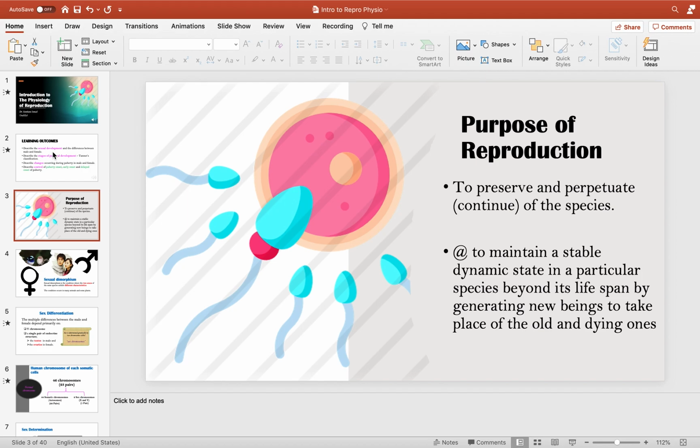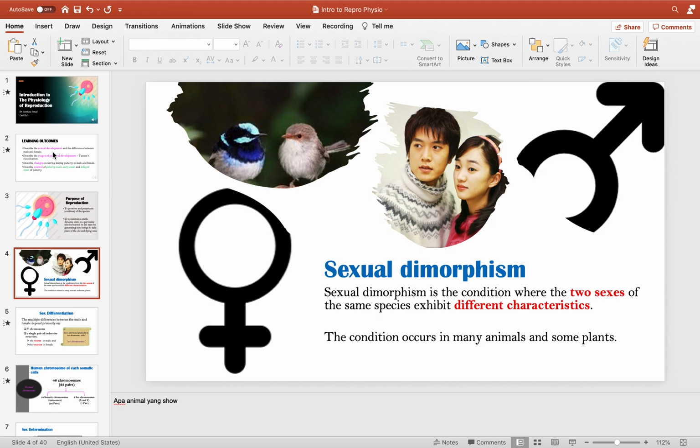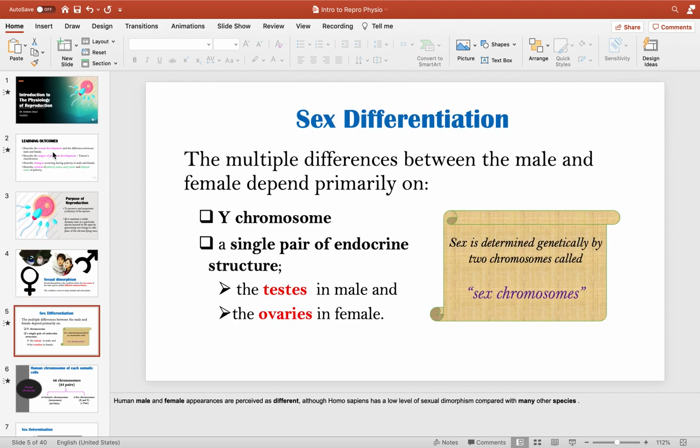So the purpose of reproduction is to preserve and perpetuate the species and to maintain a stable dynamic state in particular species. And there are two genders, male and female, where the sex differentiation depends on the Y chromosome and a single pair of endocrine structures, the testes and ovaries.